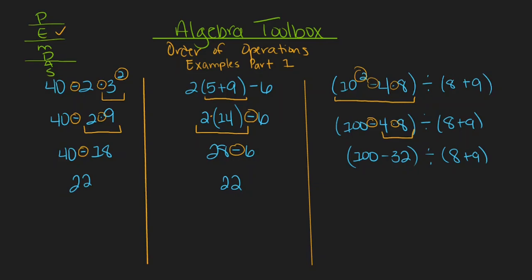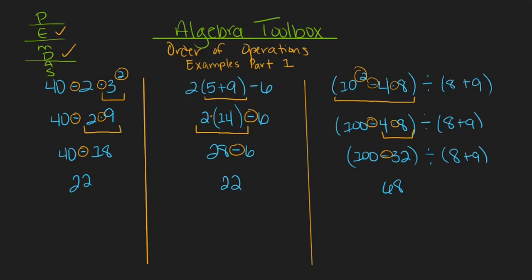Still looking inside that first set of parentheses, now I'm down to just having subtraction, so I finished with multiplication and division. I can go ahead and simplify that subtraction. So 100 minus 32, well, let's see. 100 minus 30 is 70, and then taking away 2 more takes me to 68.